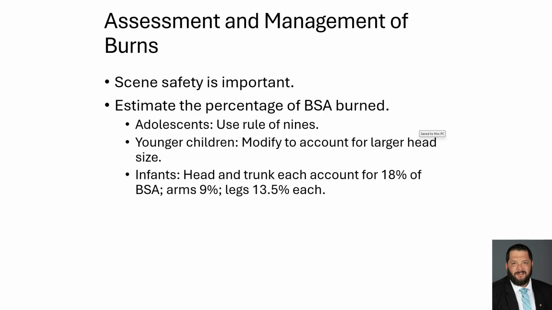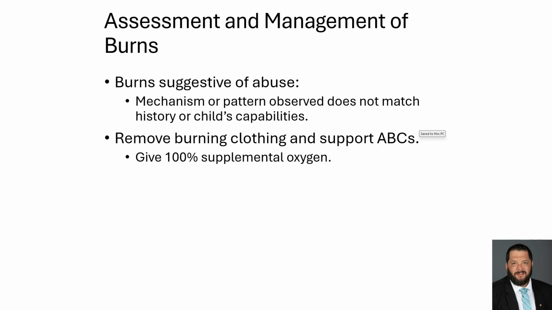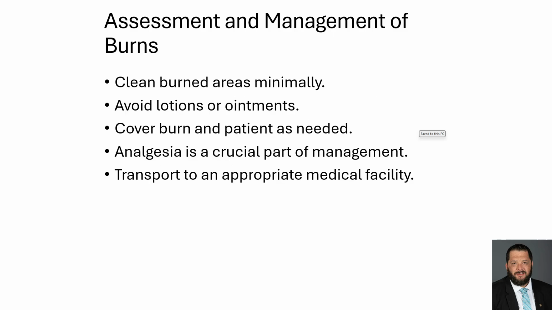Younger children, you need to modify and account for the larger head size. So for infants, head and trunk each account for 18% of body surface area, while arms are 9% and legs are 13.5% each. And this changes as the child gets older. So when you're looking at estimating burn injury, you need to make sure to count the child's age and developmental status. Things that are suggestive of abuse, so mechanisms or patterns of burns on the patient that don't match the presentation of the patient or the history of the patient, can be an indication there and a suspicion for child abuse.